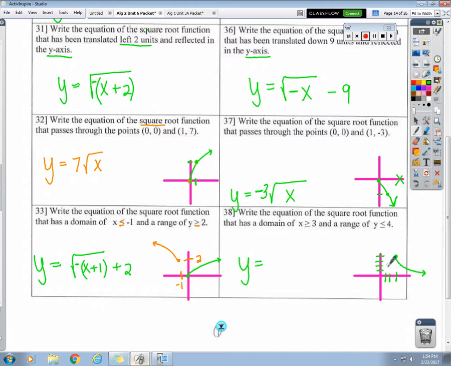So that equation has been reflected across the x, because normally it goes this way. Well, now it's going this way, which is a horizontal flip. A reflection across the x-axis is a negative on the outside. It moved right 3, which is represented with an x minus 3, and it moved up 4, which is a plus 4 on the outside. Anybody get that one?